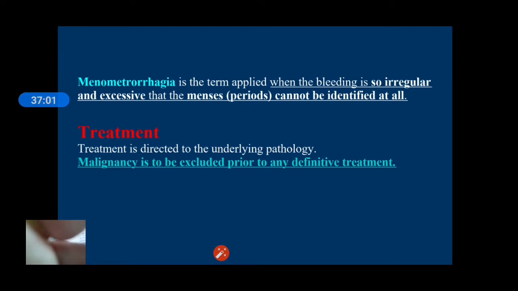Treatment: again, the treatment is directed to the underlying pathology, and because pathology identification is very important, first you have to rule out or exclude malignancy. Malignancy is to be excluded prior to any definitive treatment. The aim of going for the investigation is to exclude malignancy, because early detection of cancer is very important. If cancer is present inside and you are giving hormonal treatment and all, it is a very bad practice. So the main aim of investigation is to rule out malignancy first, then you have to diagnose the cause of it.